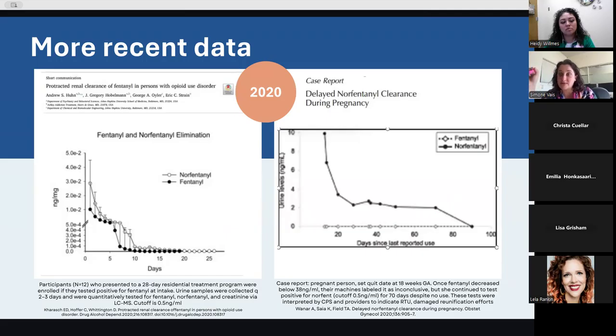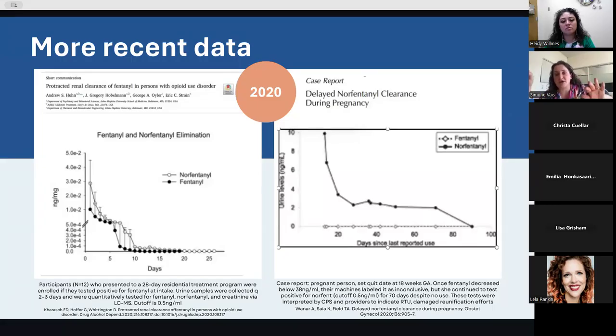So this person's, understandably, her welfare workers were like, why are you testing positive for like 60 days longer than we've ever seen anybody test positive before? You're still using, and reunification was delayed for a long time.